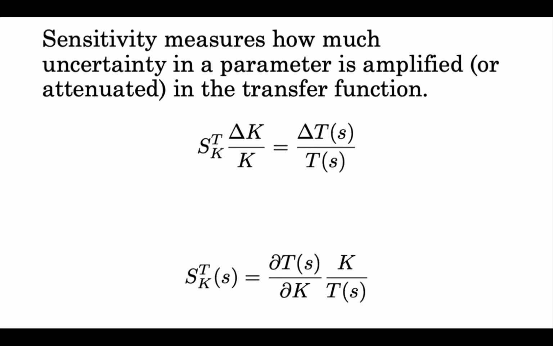So this quantity over here on the left, and again, I didn't come up with this notation, but this is capital S for sensitivity, subscript K for the parameter whose uncertainty we're mapping, superscript T for the transfer function to which we are mapping that uncertainty. Okay, in English, this is the sensitivity of T to K. This is the better way to say it.